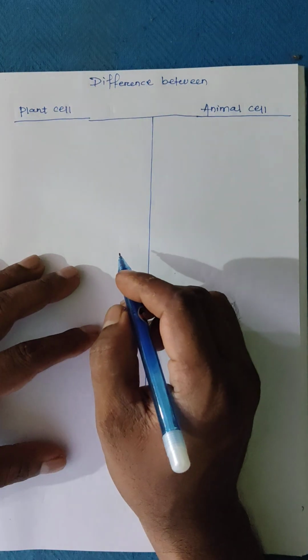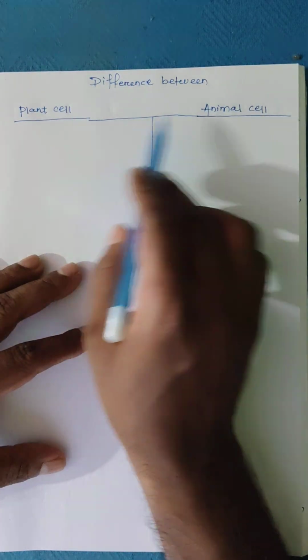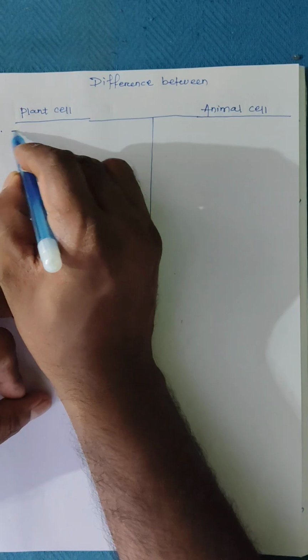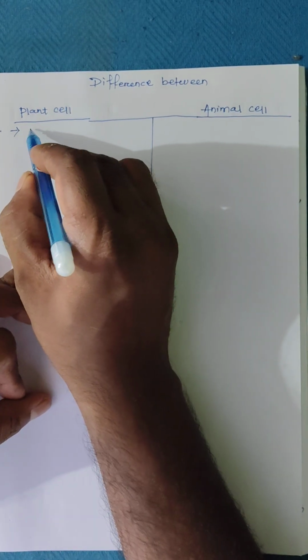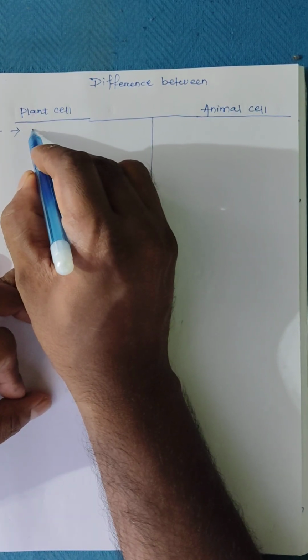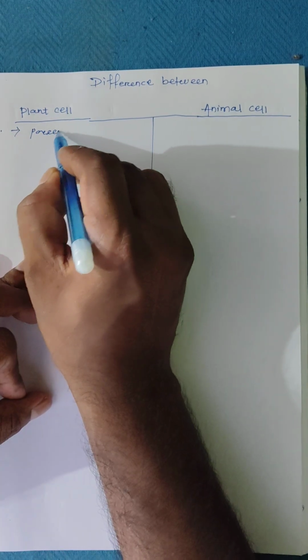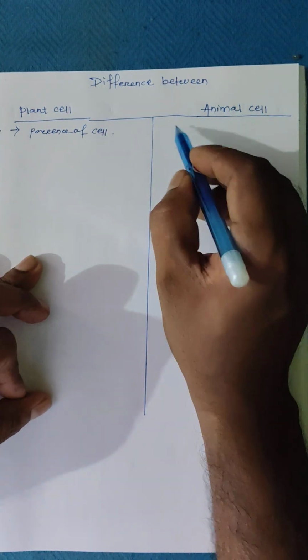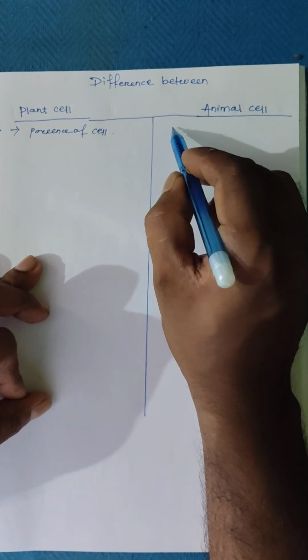In this video lecture, we'll study the difference between plant cell and animal cell. The plant cell is generally enclosed by a cell wall. That is the presence of cell wall. But in animal cell, the cell wall is absent, meaning the animal cell lacks a cell wall.